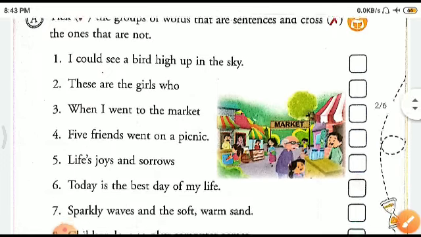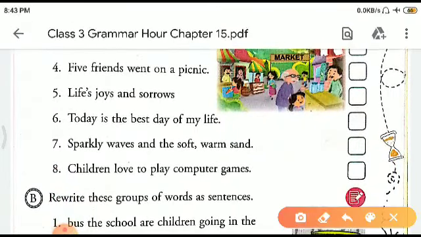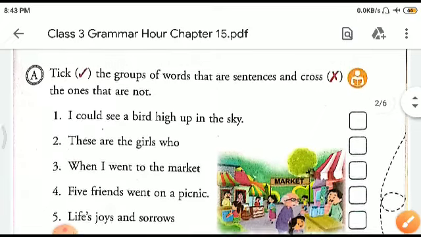Okay. Sixth, today is the best day of my life. It is ending with a full stop. True, it's a sentence. Sparkly waves and the soft warm sand. Yes, it makes sense, right? Let us once again see all the criteria of the sentence.